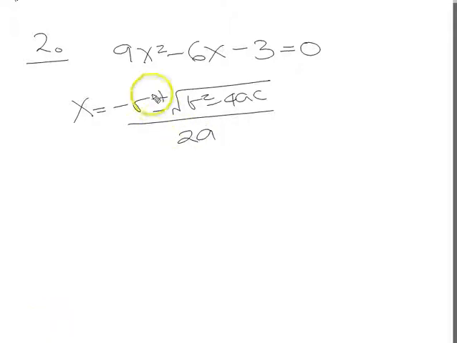Okay, let's have a go at the next one then. We've got 9x squared minus 6x minus 3. Everything's arranged in the right position, isn't it? The x squared, x, constant equals 0, so that's good. Let's circle the number of x squareds then.